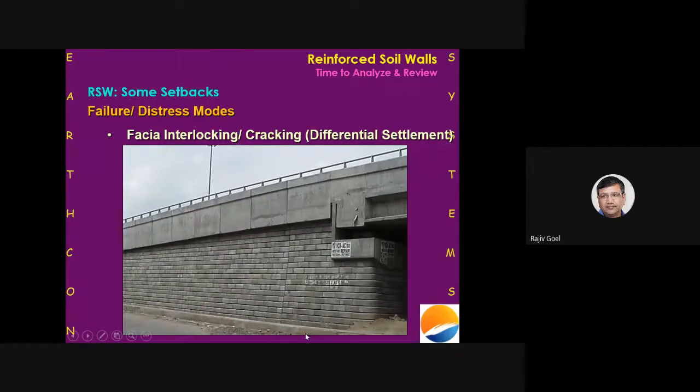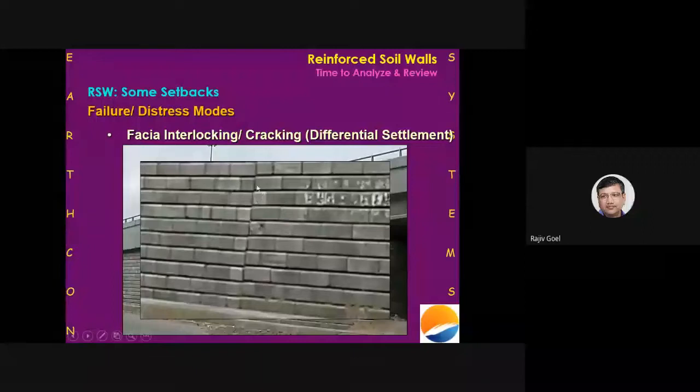An example where the fascia cracking is avoided is this kind of construction. As you can see, we have put a split joint here. And if you see it more closely, you can see that this part of the wall has settled more than this part of the wall.